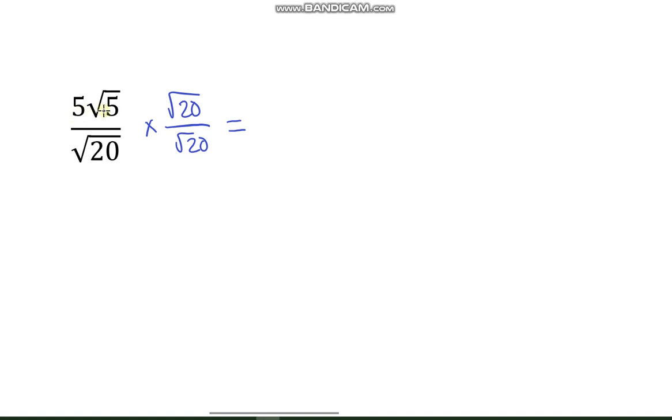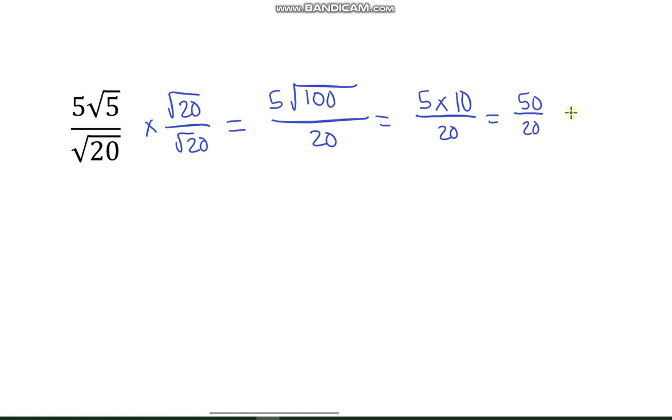So 5 times root 5 times root 20, well that is the same as 5 times root 20 times root 5, which is root 100. And then root 20 times root 20, that is just 20. Now we can simplify this even more, so hopefully you know what the square root of 100 is. So that is the same as 5 times 10, because the square root of 100 is 10, and then divide that by 20. 5 times 10 is 50, so that's the same as 50 over 20. And then we can divide top and bottom by 10. That is the same as 5 over 2. And that is our fully simplified answer.